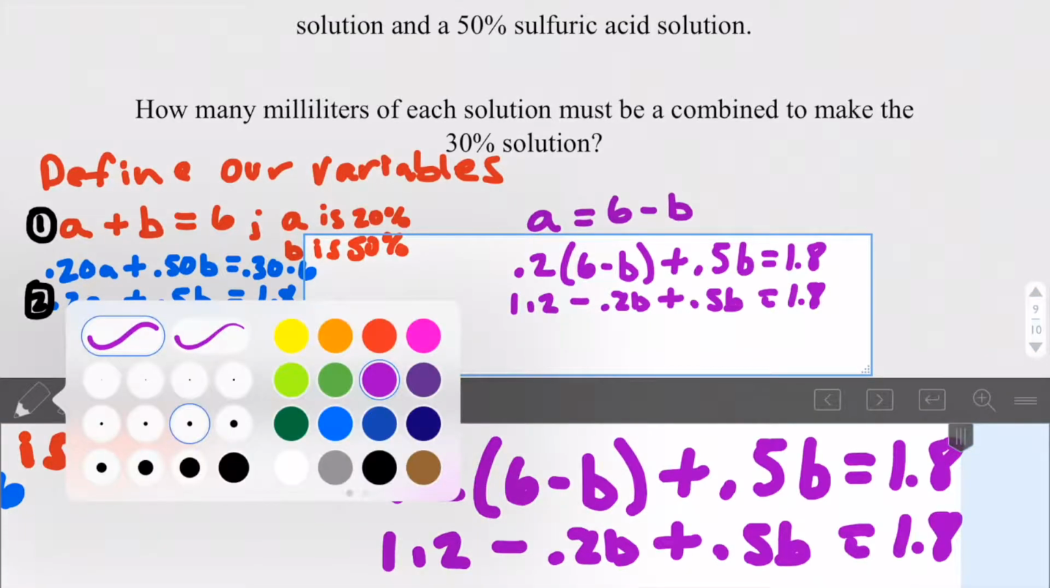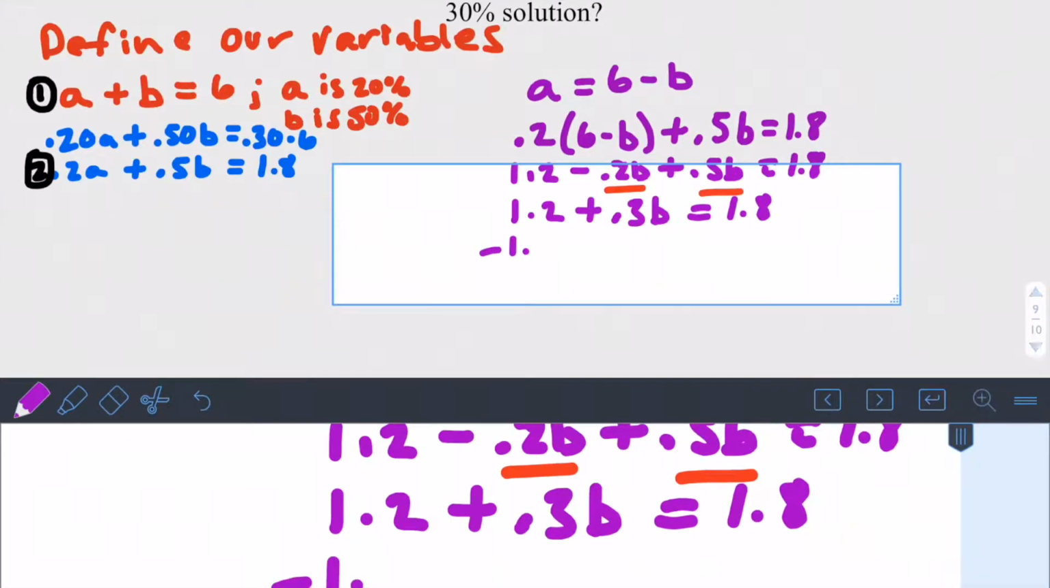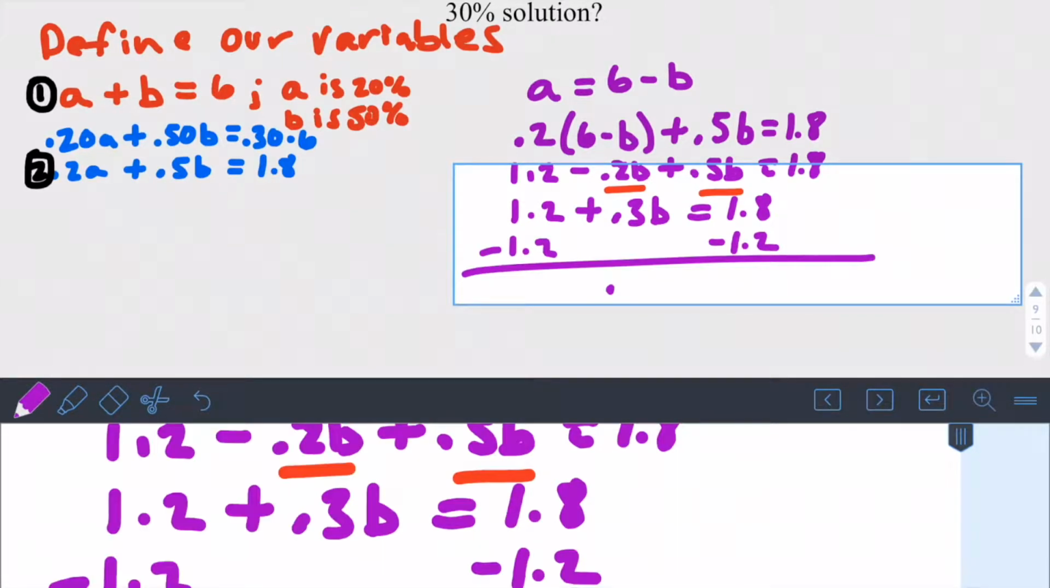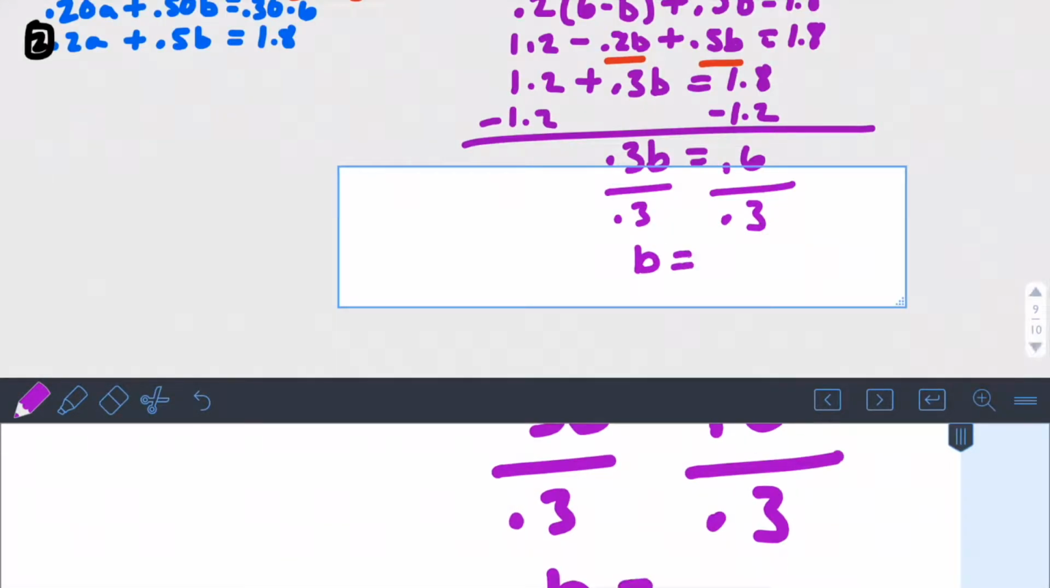Now we can combine like terms here, again, because we have the same variable and the same exponent. So we get 1.2 plus 0.3b equals 1.8. We want to subtract 1.2 from both sides. So we get 0.3b is equal to 0.6. Divide both sides by 0.3 to get our b value. We have b equals 2.